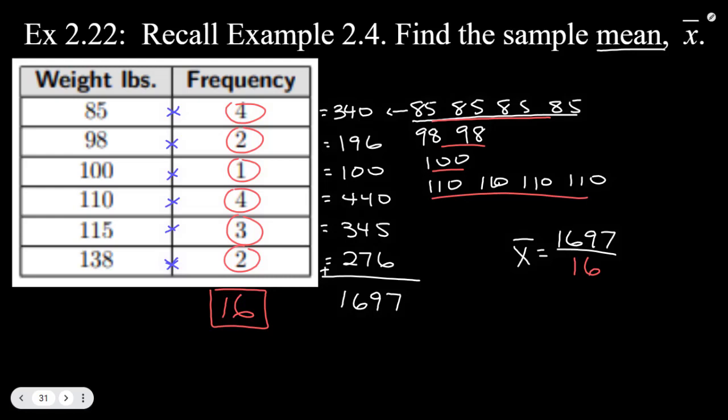1,697 divided by 16, and we get 106.1 if we round that off. Remember, we'll round to the nearest tenth because our data was given to the nearest integer, and we always do 1 additional decimal place. So 106.1 is our mean for that data set.